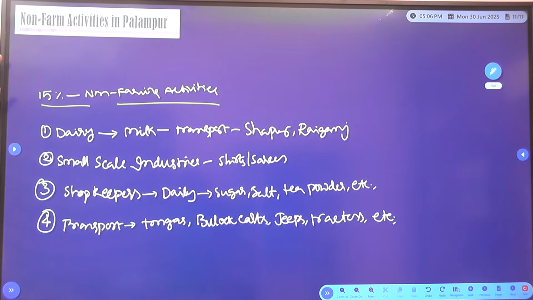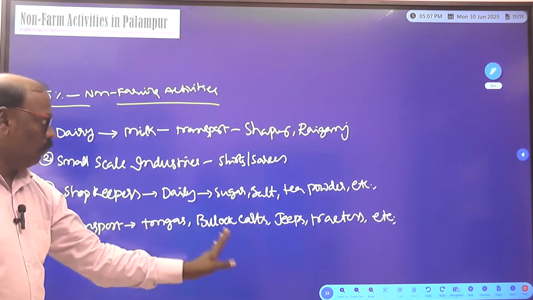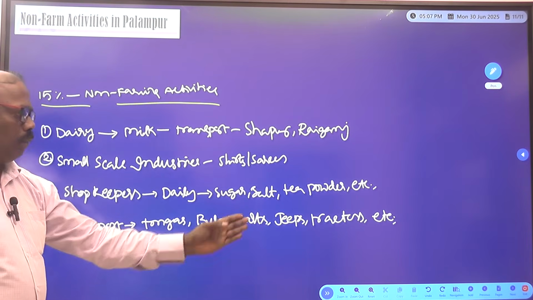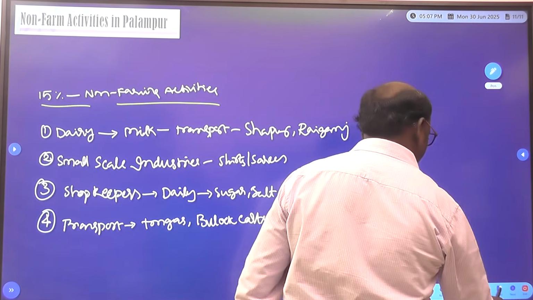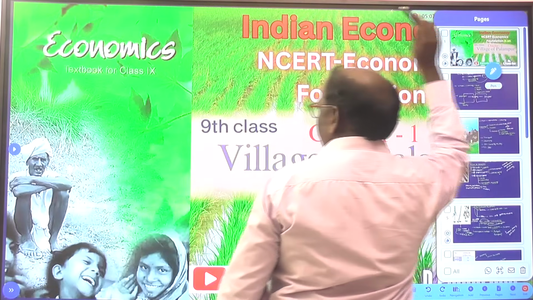So 85% of the people depend upon farming. Among the 85%, 75% are in agriculture and 10% are farm laborers, and 15% are in non-farming activities with respect to dairy, small scale industries, shopkeepers, and transport through the tongas and bullock carts for bringing milk to Shahpur, Raiganj and all. So this is all about the village of Palampur.